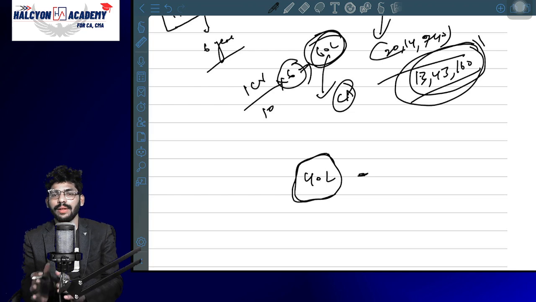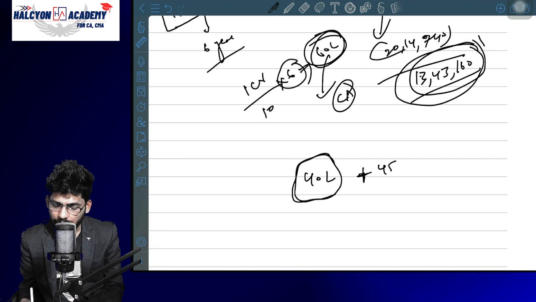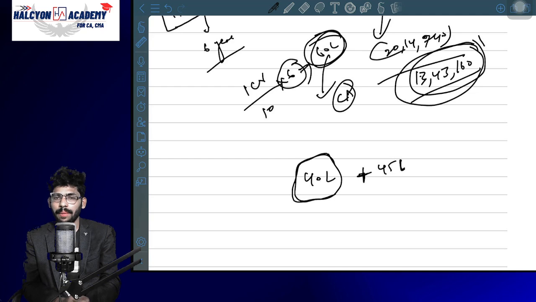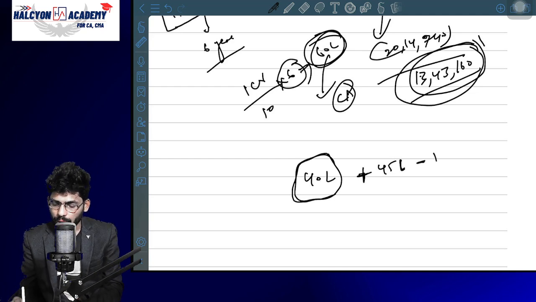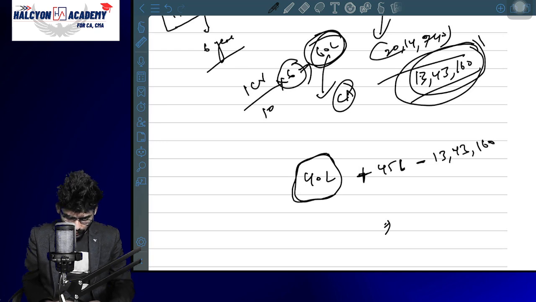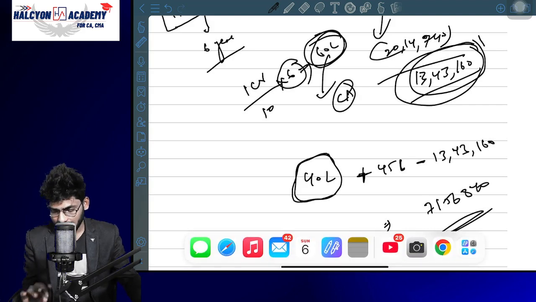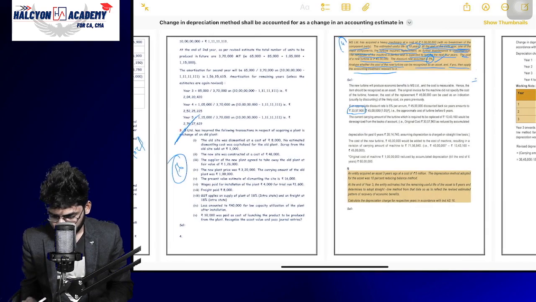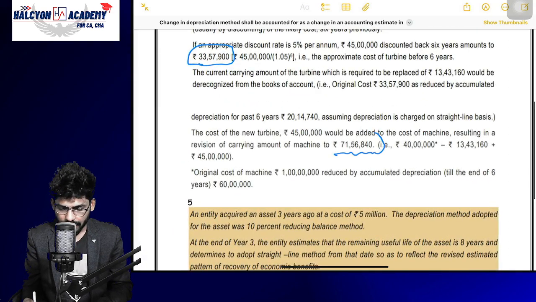So this is after 6 years, right? Now what you need to do, sir? Add the new cost of the asset, nothing but the new part of the PP, minus the carrying amount. How much? 13,43,160. Please calculate. 40 lakhs plus 45 lakhs minus 13,43,160. How much? 71,56,840. Correct?